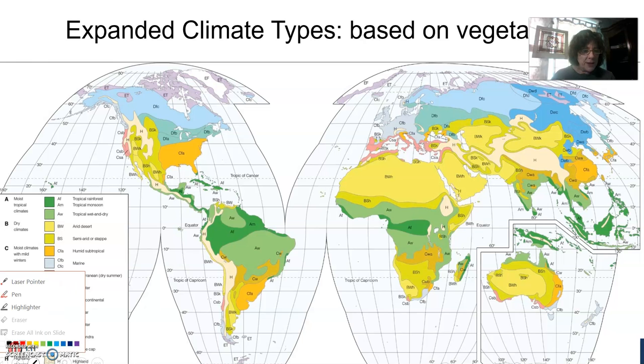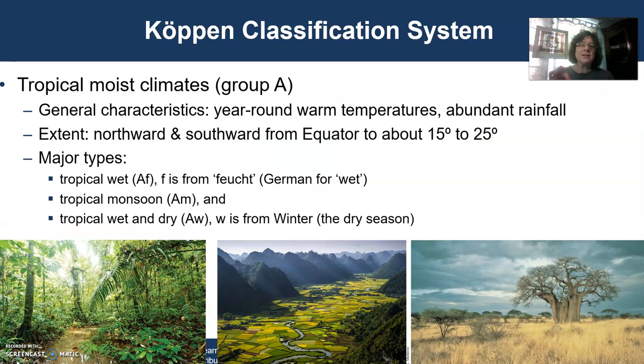When we look into this, we can first look at tropical moist climates. There are at least 3 different types of tropical moist climates. I'll talk about the big 3. The general characteristics of all of these types in this classification are that they have warm year-round temperatures and abundant rainfall. They can extend north and south of the equator, anywhere from 15 to 25 degrees. Mostly it's 15 to 20 degrees.